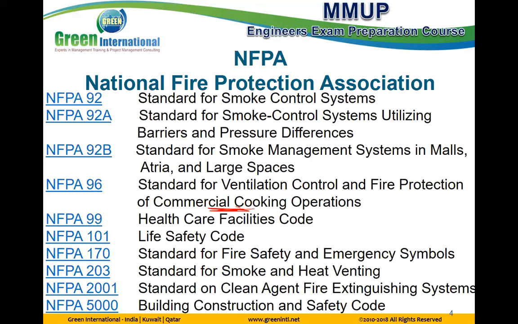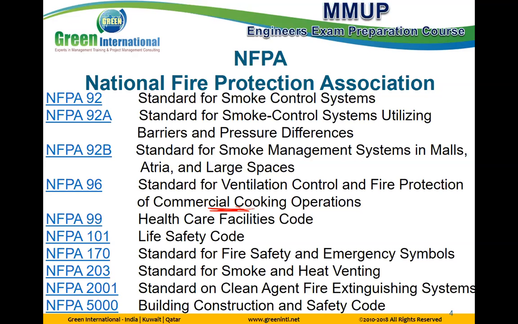99 focuses on healthcare facilities, any design related to hospitals and pharmacies. This healthcare facilities code is NFPA 99. Especially for specific parts like healthcare facilities and commercial cooking, normally the code itself talks about firefighting, alarm and mechanical ventilation, everything, within the NFPA code itself.